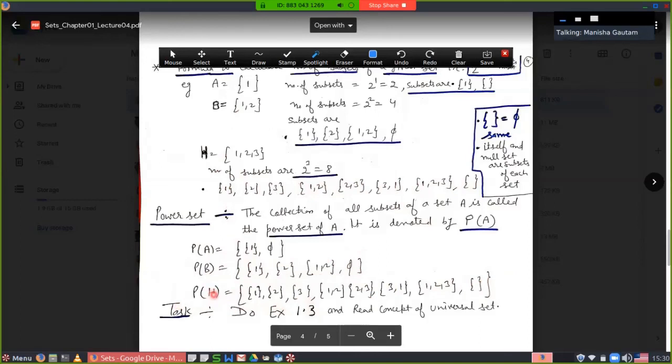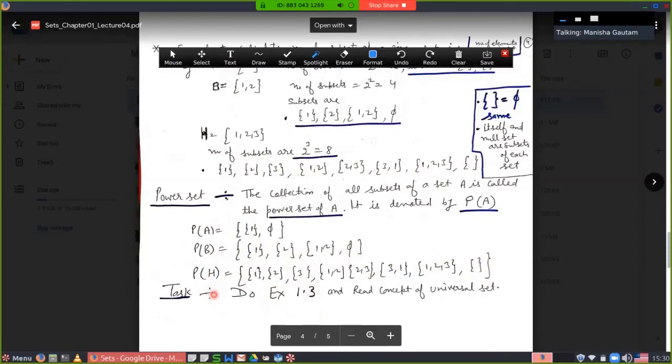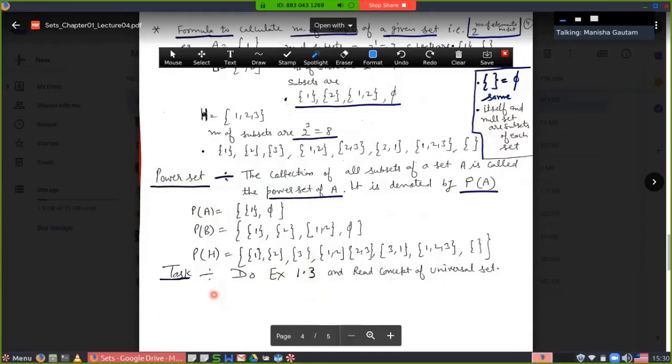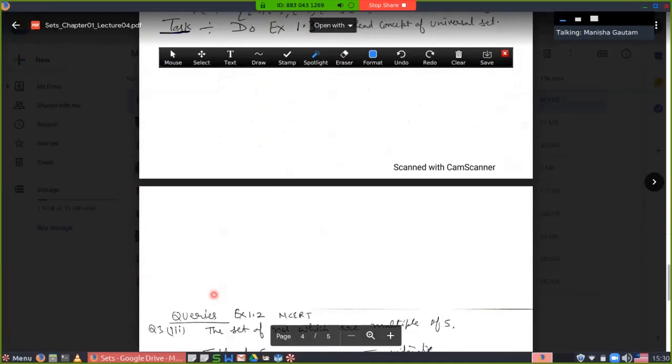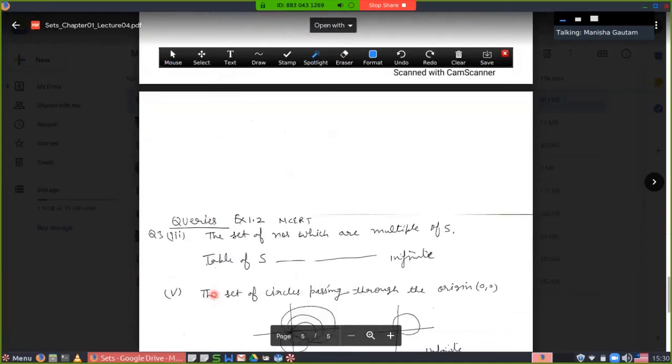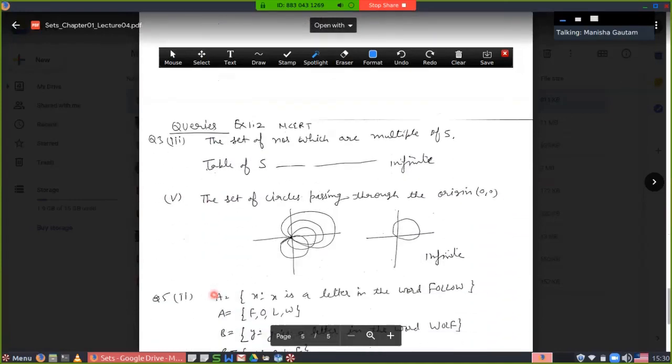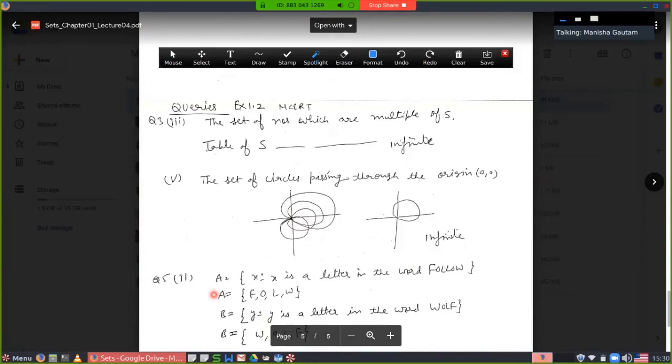Now next, this is the lecture for today. Do exercise 1.3 and try to read the concept related to this at the end of this power set, that is the universal set. Before exercise 1.3, read the concept of universal set, do exercise 1.3, make notes. And here are a few queries related to exercise 1.2 from NCERT, which I received from the students.